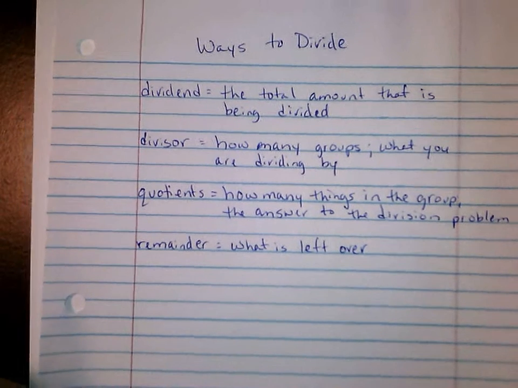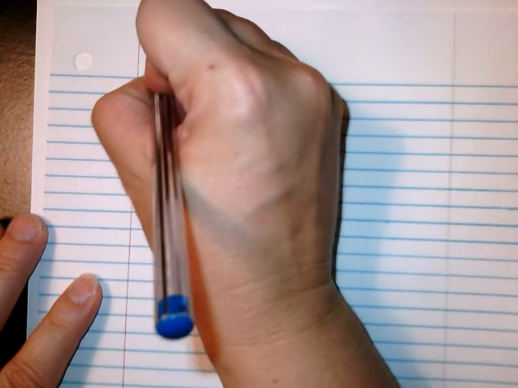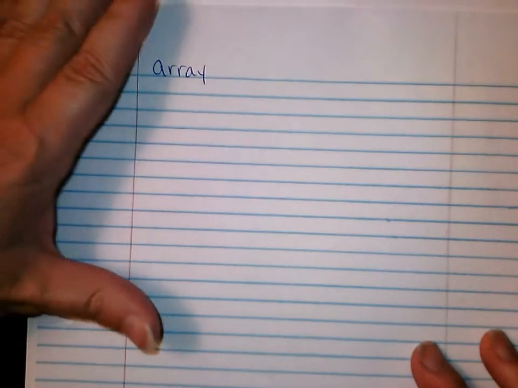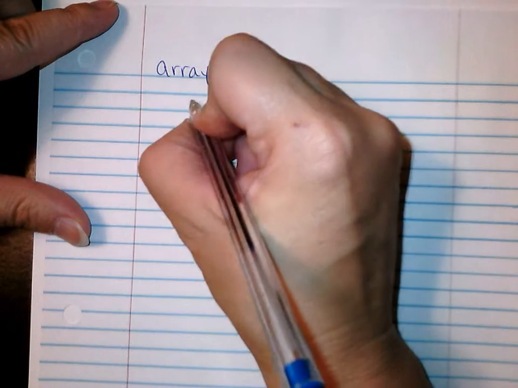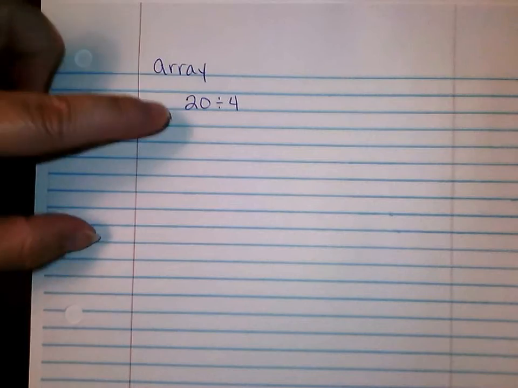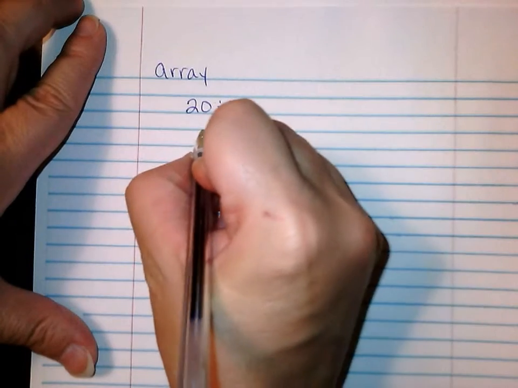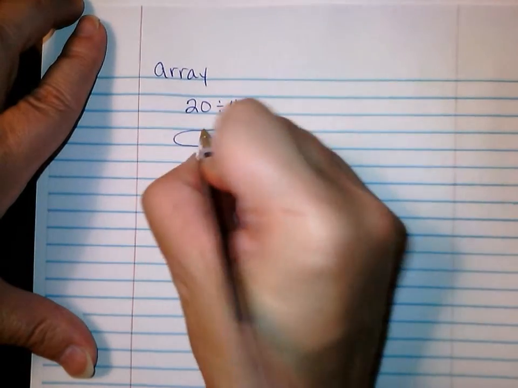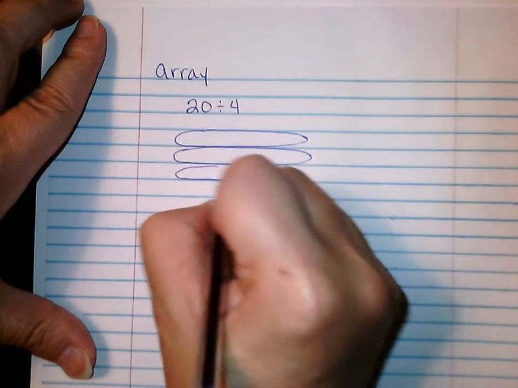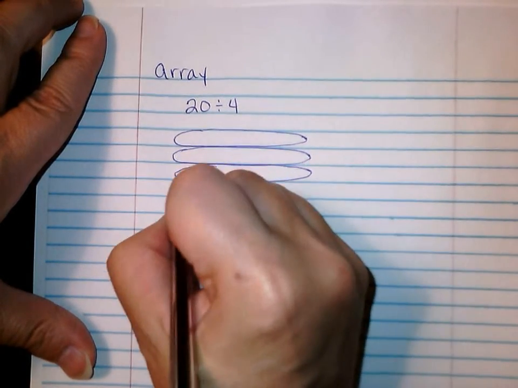Now let's look at some of those ways to divide. So the first way that we learned to divide is an array. Okay? An array just kind of models what that division looks like. So we learned this in 3rd grade. If I have 20 and I'm dividing it by 4, so I have 20 things, and I'm splitting them into 4 groups. And I like to make my arrays more like this. Some people do circles. I like to do this, just kind of keeps them organized.